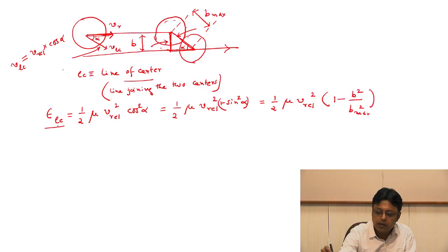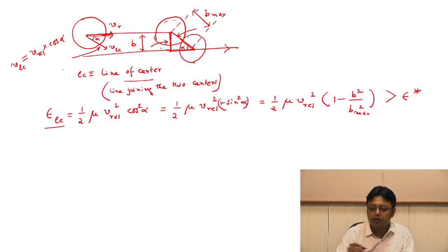That should be greater than some threshold energy, otherwise the reaction will not happen. That is the condition we are imposing. Let us assume that the energy transferred along the line of center should be more than epsilon star, which is the threshold energy.